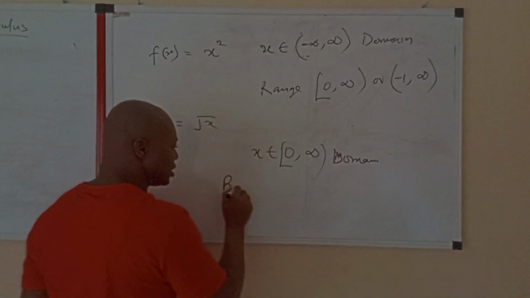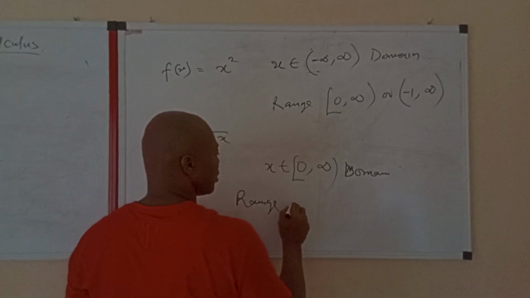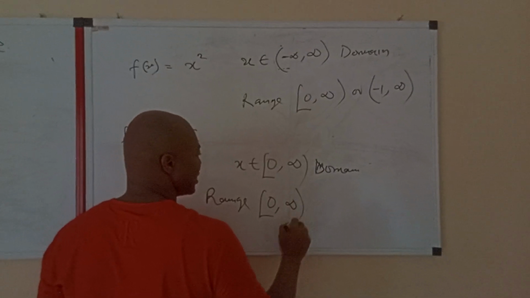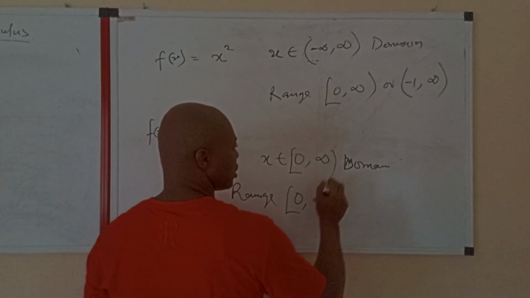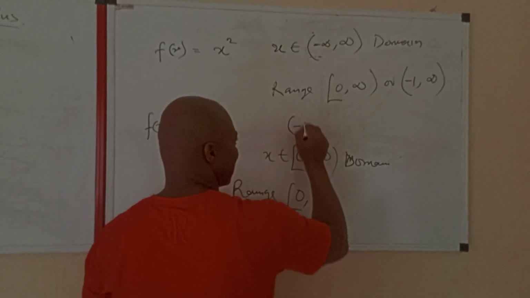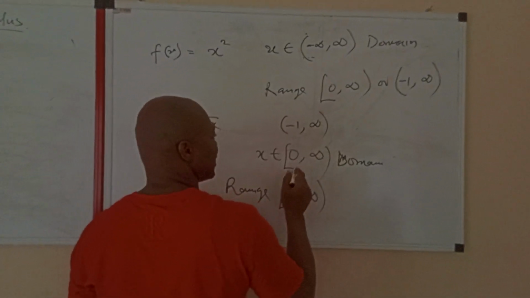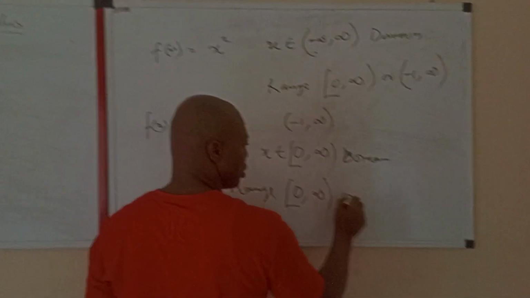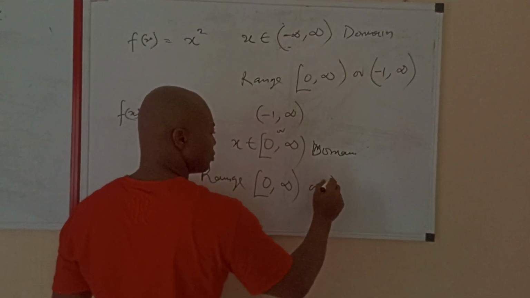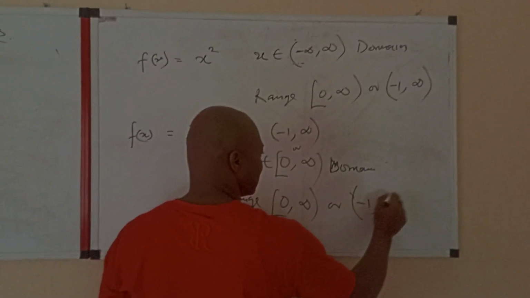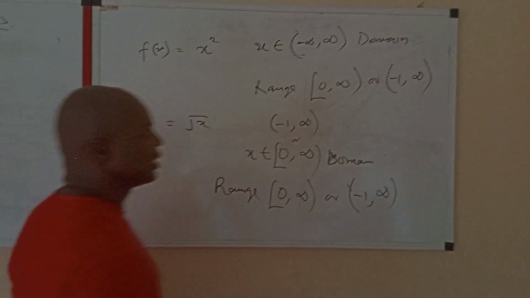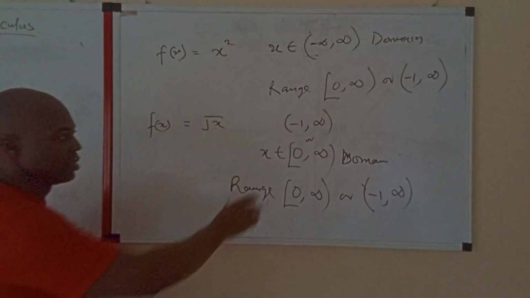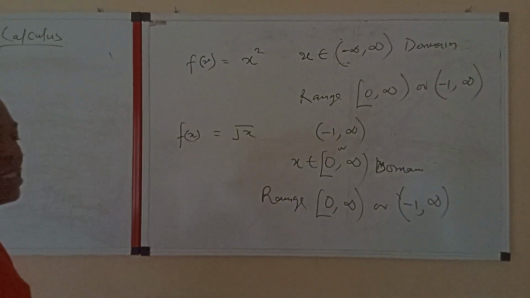So the range of this function will be something like this. The range of the function is exactly like the domain. Either you write it like this, or you can even write it like this. This means this one is not included, and this one also is not included. Or you can put this one -1, comma this. This one and this one we have here are the same thing. So this one is the domain, and this one is the range for this particular function.